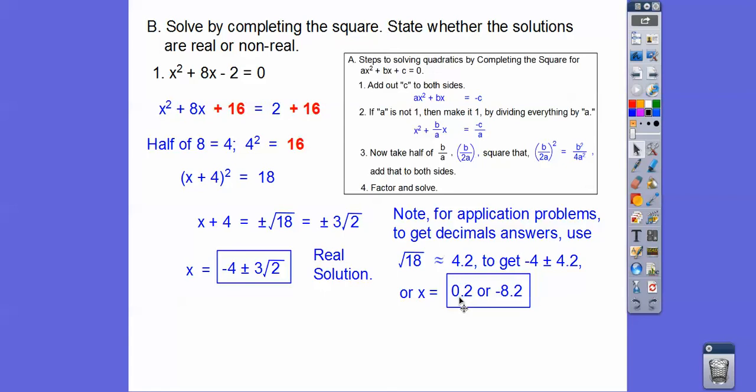So here's negative 4 plus 4.2. Here's negative 4 minus 4.2. But for now, we want these simplified radical answers. Those are the kind of answers we want right there.